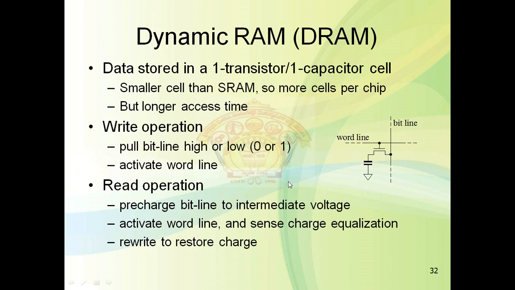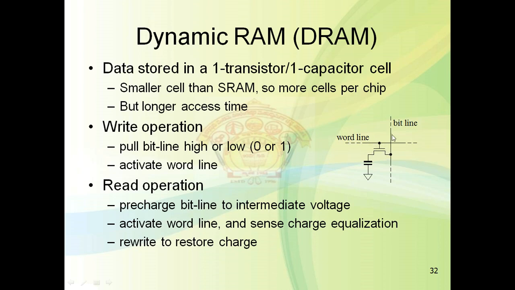The read operation is quite different. First, we precharge the bit line to an intermediate voltage, so we arrange the bit line voltage at an intermediate level. Then we have to activate the word line. Now if we activate the word line, the transistor will be on.